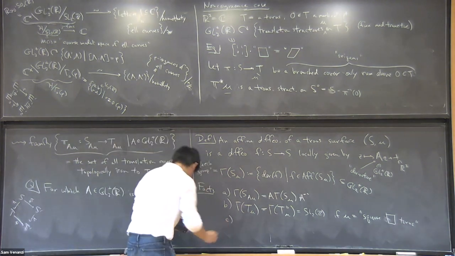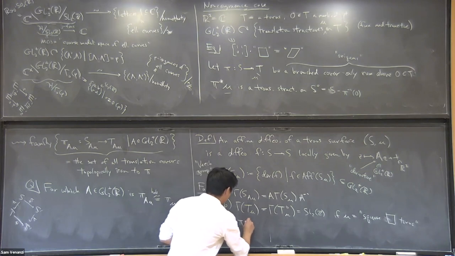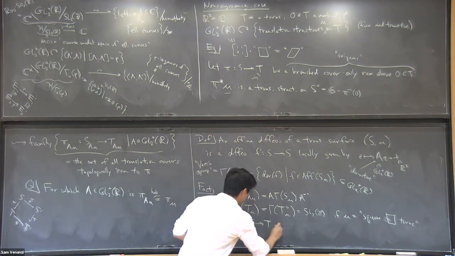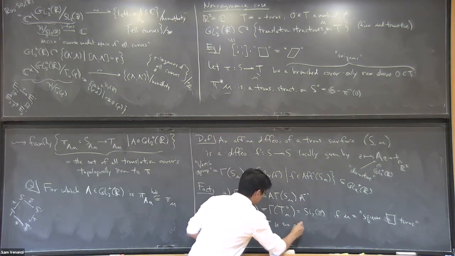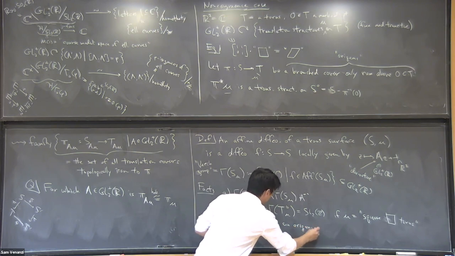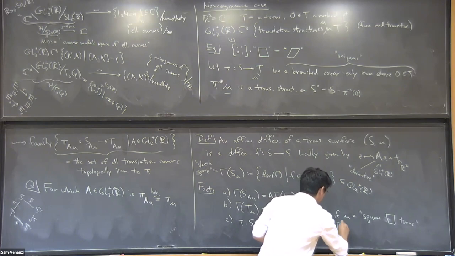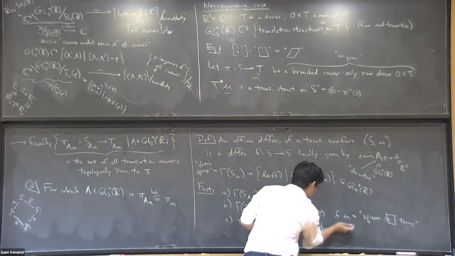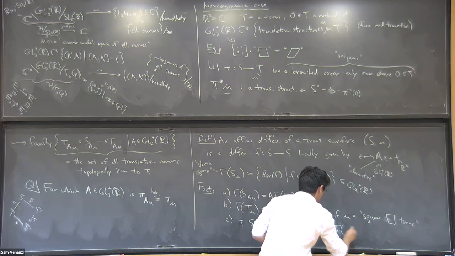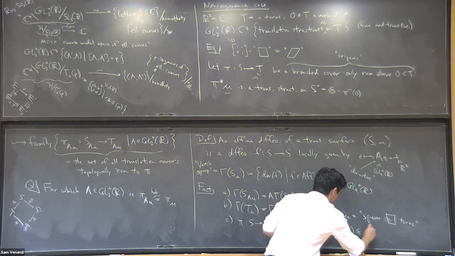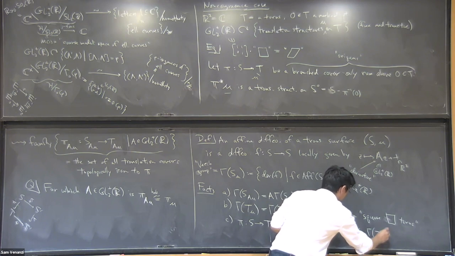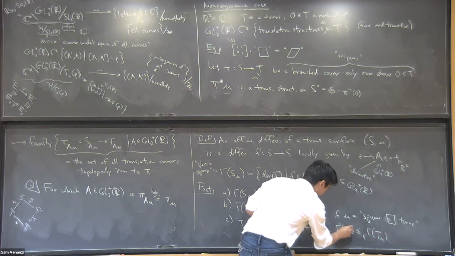And C, if pi from S to T is an origami, then the Veech group of S mu is a finite index subgroup of the Veech group of T mu. Actually, here I should say S mu circ.